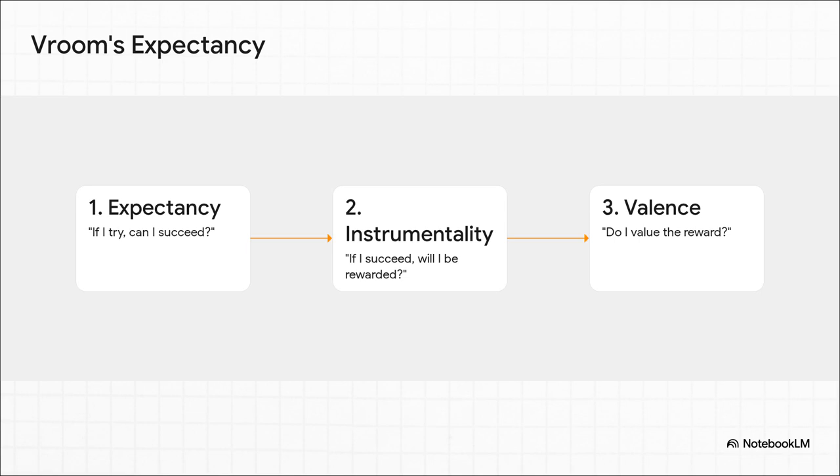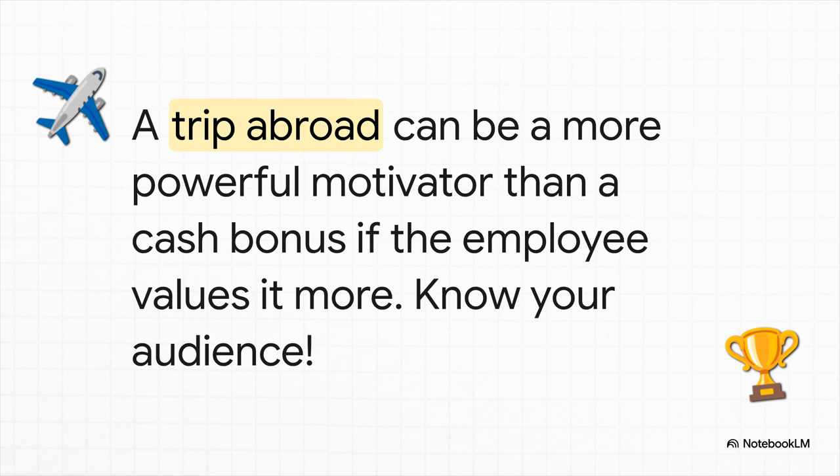Second is instrumentality. Okay, let's say I do it. Am I really going to get that reward they promised? And then the big one, valence. Do I even care about that reward? If the answer to any of those is no or maybe, the whole chain breaks. Motivation just evaporates. And that valence piece is why knowing your people is absolutely critical.